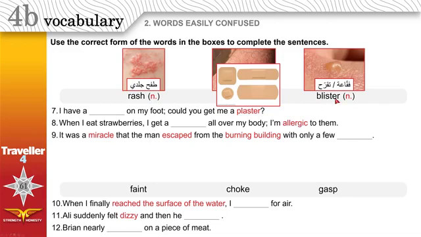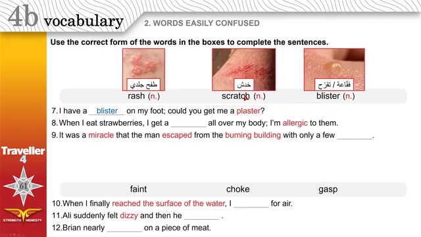We will use blister now because scratch is needed later. When I eat strawberries, I get a rash all over my body. I'm allergic to them. Allergic. When you are allergic to some kind of food, that means you have a sensitivity to that food. You can't eat it or you get sick. Allergic. I get a rash.